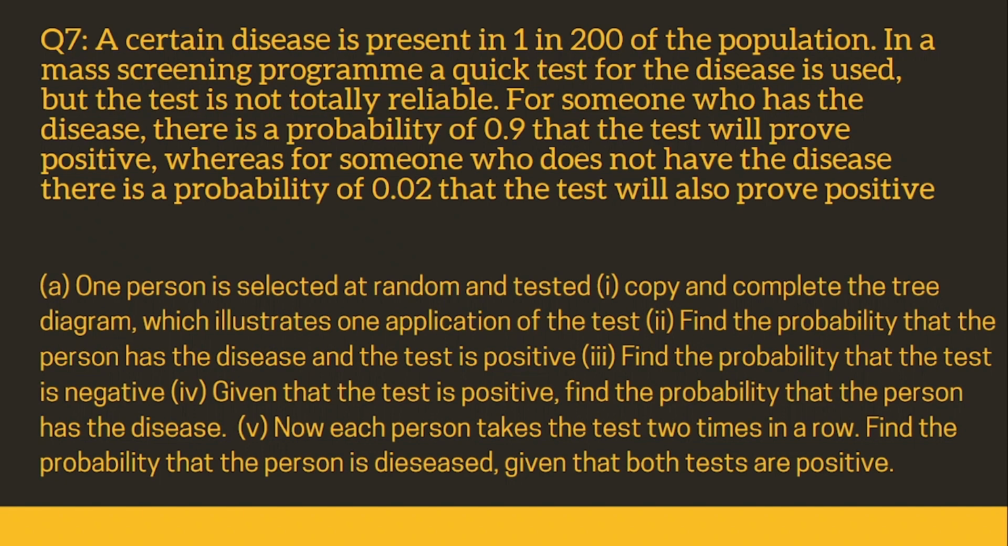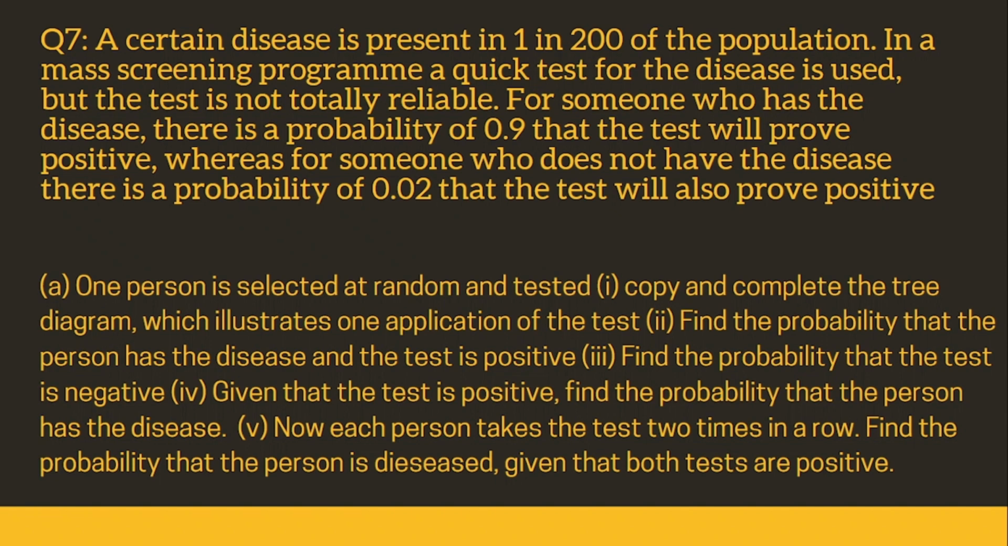So the question is, a certain disease is present in 1 in 200 of the population. In a mass screening program, a quick test for the disease is used. But the test is not totally reliable. For someone who has the disease, there is a probability of 0.9 that the test will prove positive. Whereas for someone who does not have the disease, there's a probability of 0.02 that the test will also prove positive.